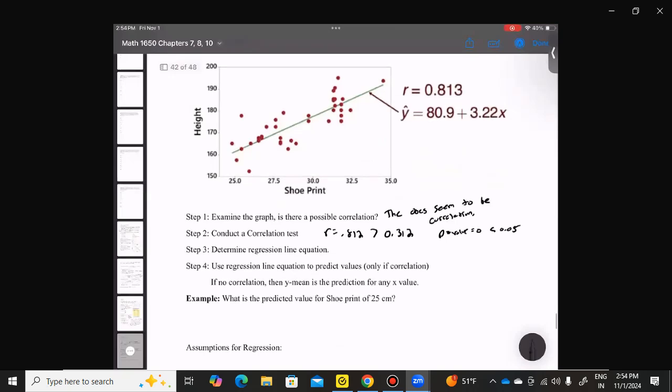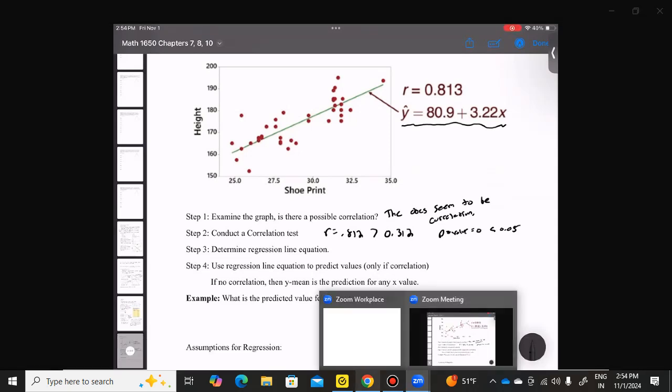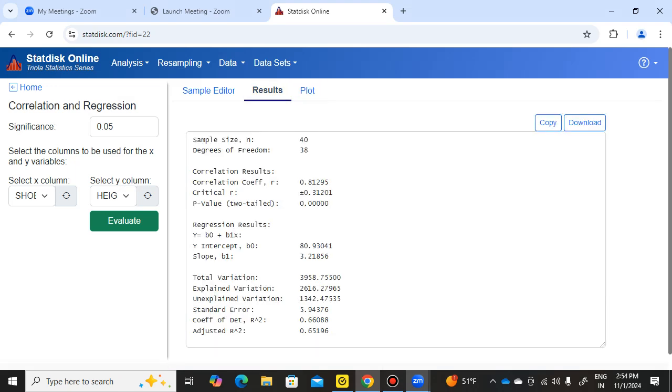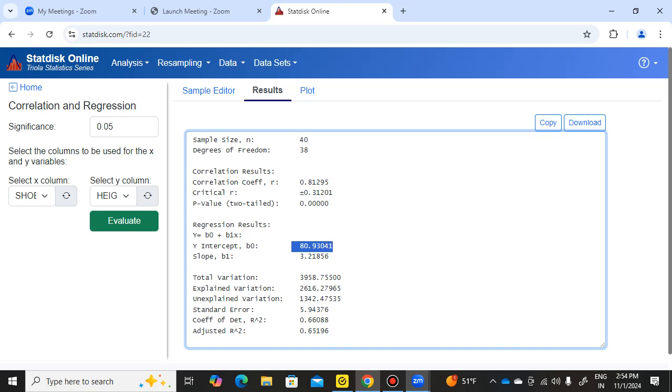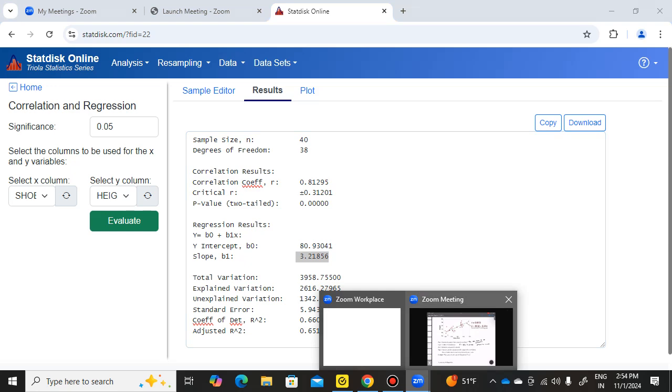Now we want to determine the regression line. It's given up here actually. 80.9 plus 3.22x. Now, the way we get that on StatDisk, and you actually already have it on StatDisk, go back to the results. We have a y-intercept. That's our 80.9. Then we have a slope. That's our 3.22, rounded to a second decimal point.